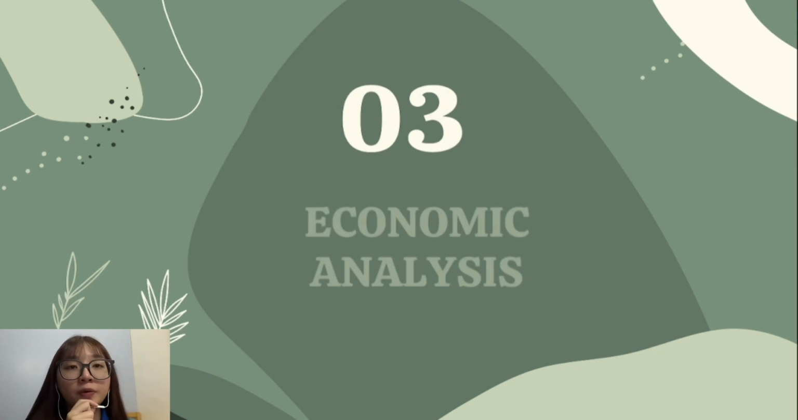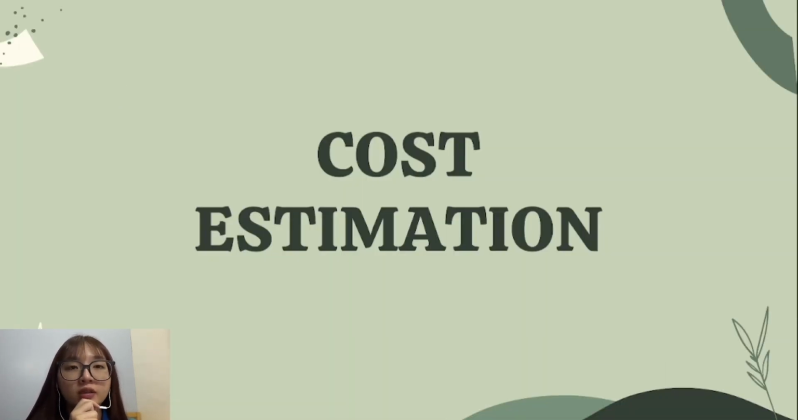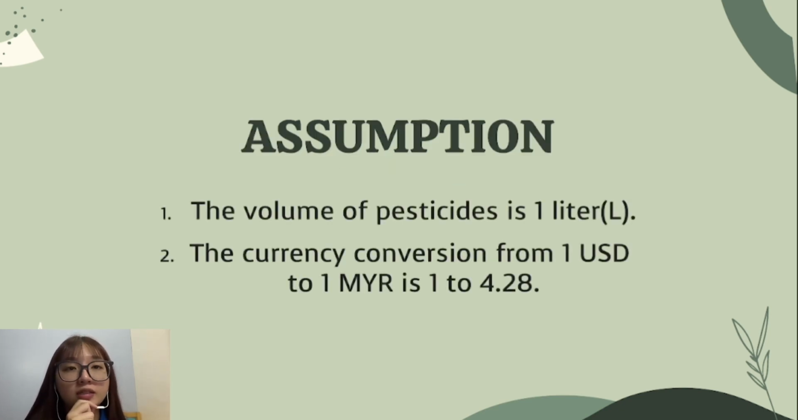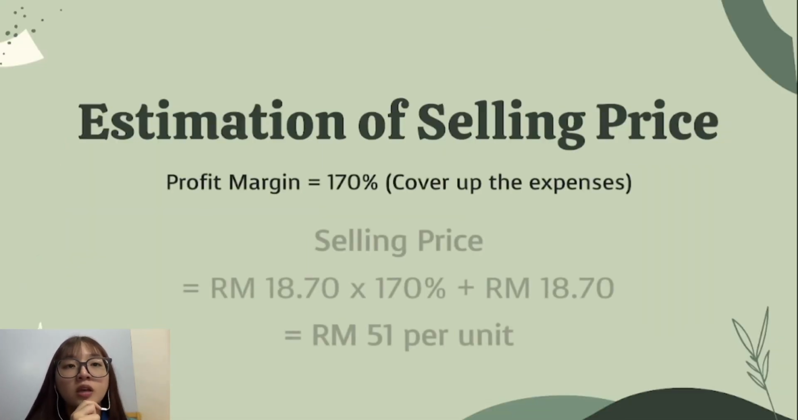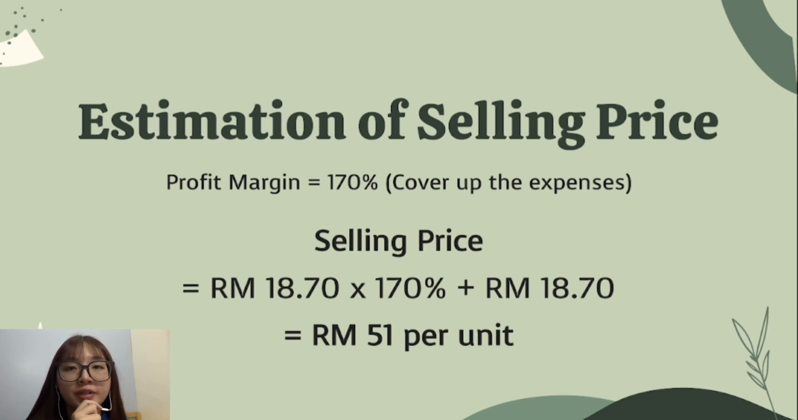I'm Sinlei, and I will continue to discuss task 3, which is economic analysis. First is the cost estimation for the product, and this is the assumption for it. The desired volume for pesticide is 1 liter, and the currency conversion from 1 USD to 1 ringgit is 1 to 4.28. This table shows the price for each of the raw material, and the total is 18 ringgit and 70 cents. To cover up the expenses, the profit margin is set to be 170%. Thus, the selling price is 51 ringgit per unit.